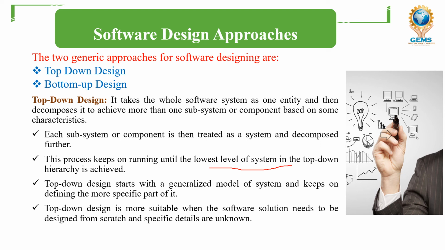The fourth point says that top down design starts with a generalized model of the system and keeps on defining more specific parts of it. So top down design starts with a generalized model, and then we decompose the system into subsystems, again subsystems into subsystems, and this will continue down to the lowest level of the software.